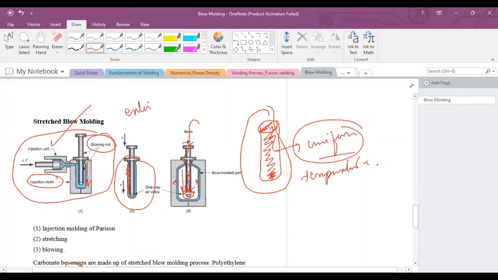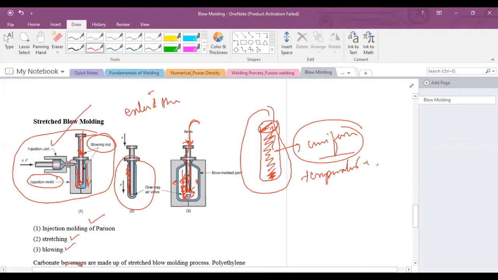This stretch rod will extend into the mold cavity and form a parison in the first step, because the molten material will flow inside, and this rod will move downward and extend. In the third step, air will be applied, and this pressurized air is responsible for expanding the parison to the wall of the mold cavity. The first step is injection molding, second is stretching, third is blowing.